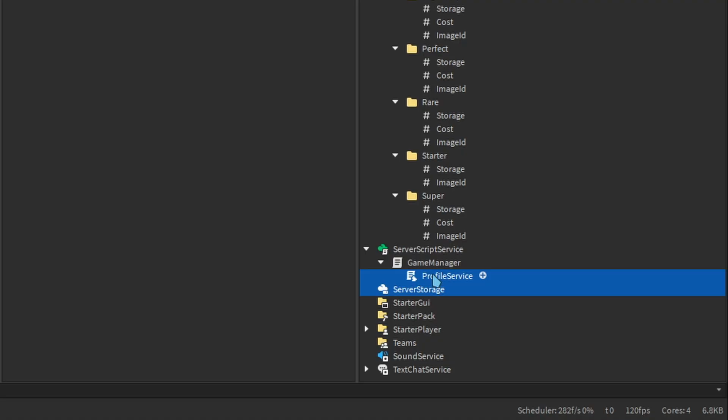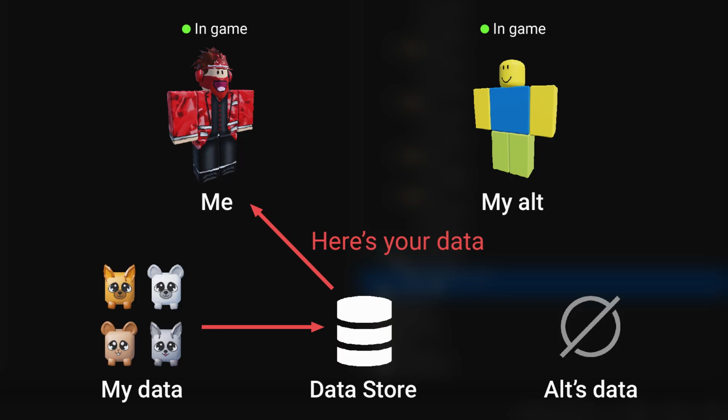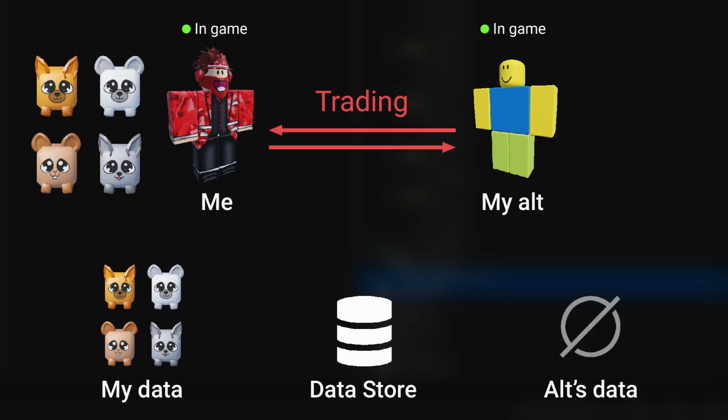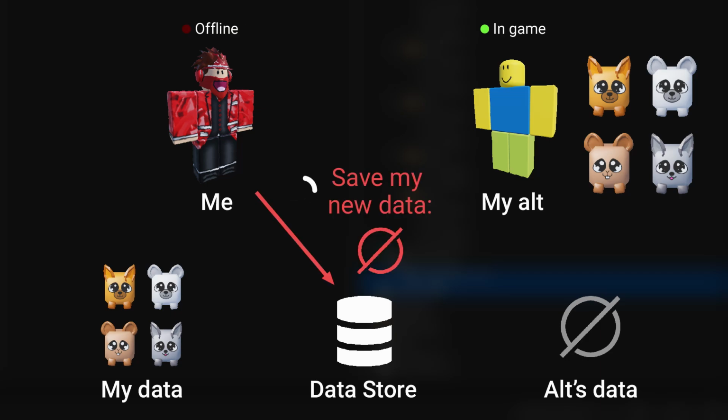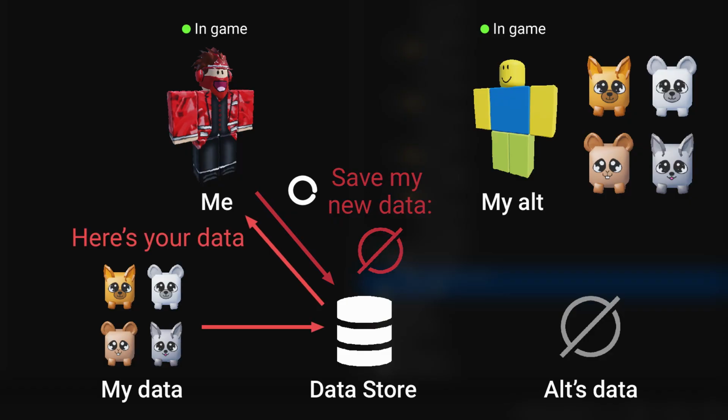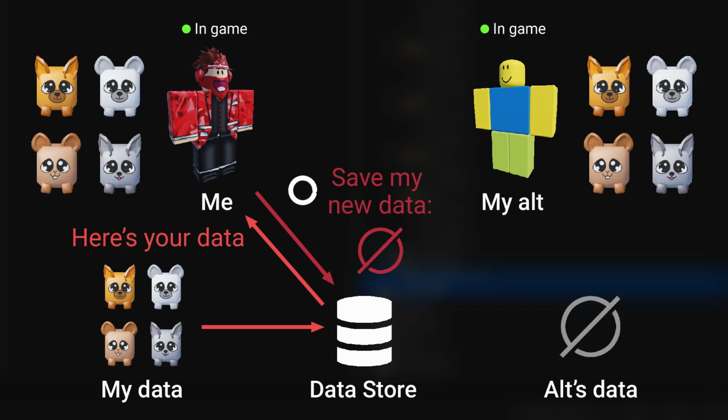Session locking is what prevents a user from joining the game and loading outdated data, which could cause duping items like pets. Let's look at an example. I decide to trade with my alt account, I give them my pets for free. Then I leave and the game will start to save my new data to the data store. If I'm quick enough, I can rejoin before my data is saved. Without session locking, I'll load in with my old data, which is the data I had before trading with my alts. So now I have my pets in my main account and my alt account.